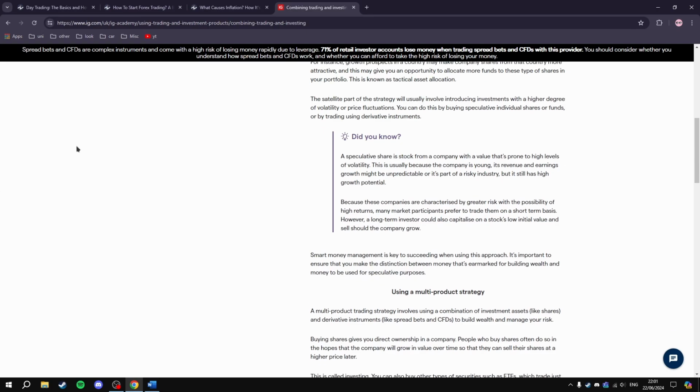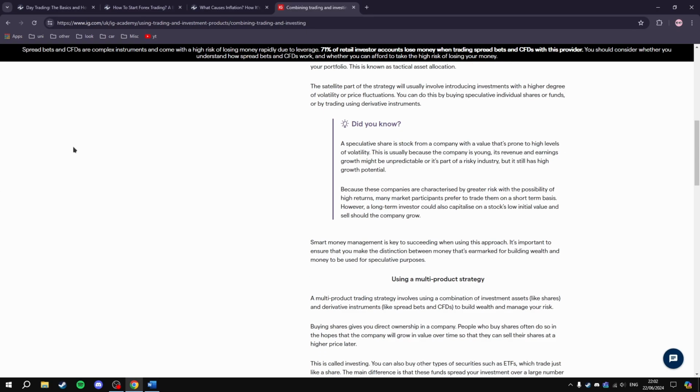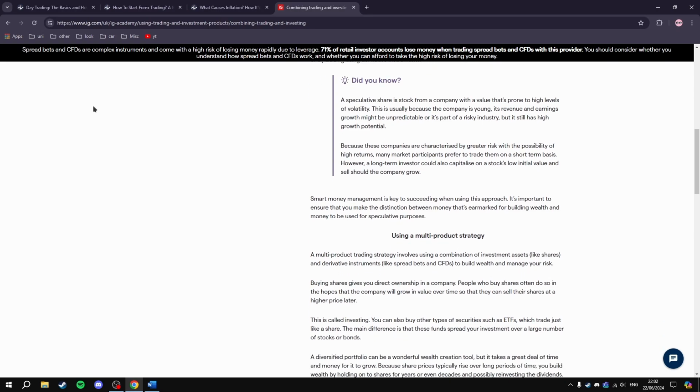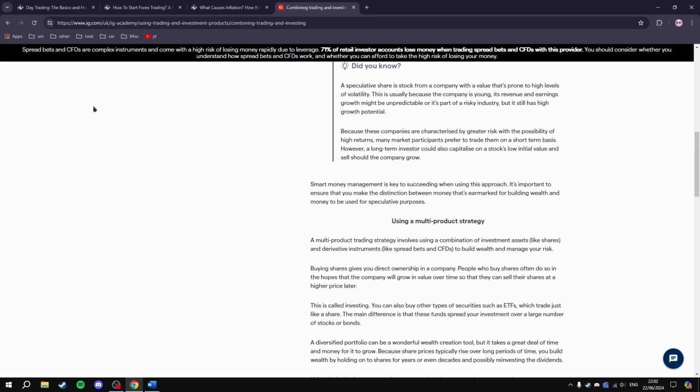The satellite part of the strategy will usually involve introducing investments with a higher degree of volatility or price fluctuations. You can do this by buying speculative individual shares or funds, or by trading using derivative instruments. A speculative share is a stock from a company with a value that's prone to high levels of volatility. As a company is young, its revenue and earnings growth might be unpredictable, or it may be part of a risky industry, but it still has high growth potential.